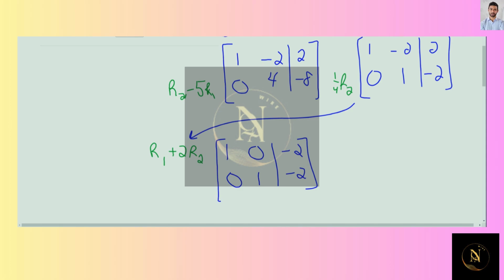Now we are in reduced row form. This would mean that our solution is x is negative 2 and y is negative 2, which checks out.